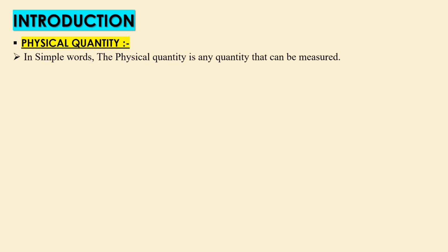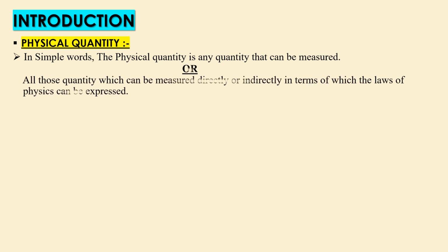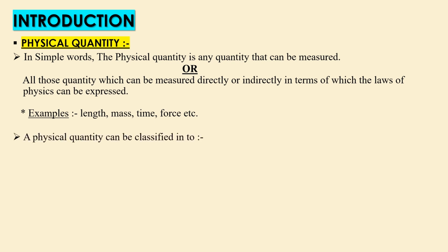Let us start with introduction. Physical quantity. In simple words, the physical quantity is any quantity that can be measured, or all those quantities which can be measured directly or indirectly, in terms of which the laws of physics can be expressed. Examples: length, mass, time, force, etc.